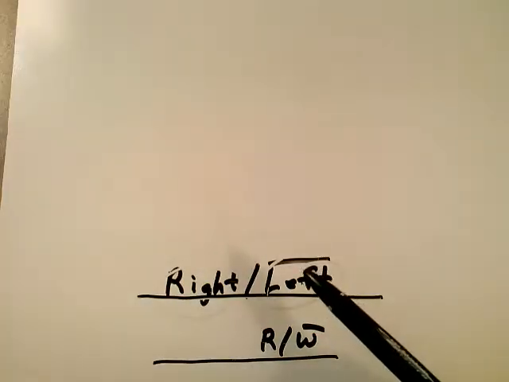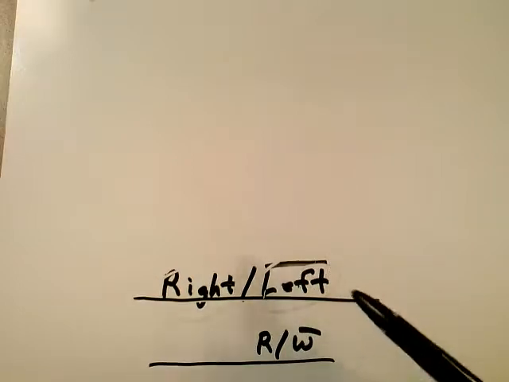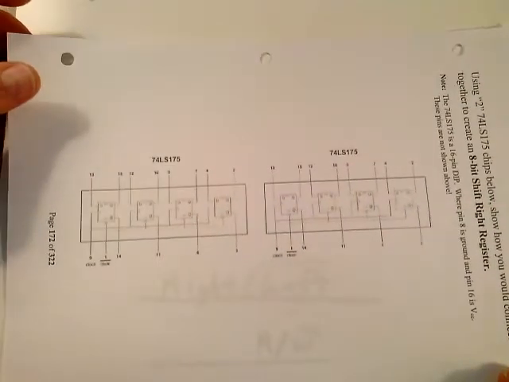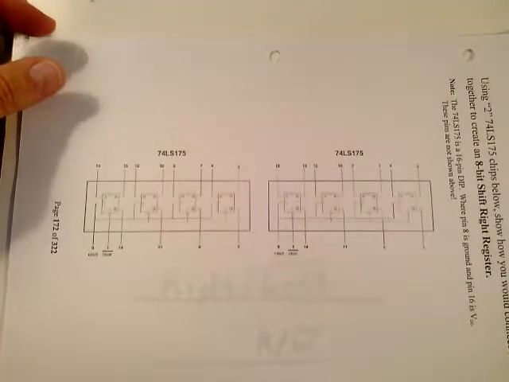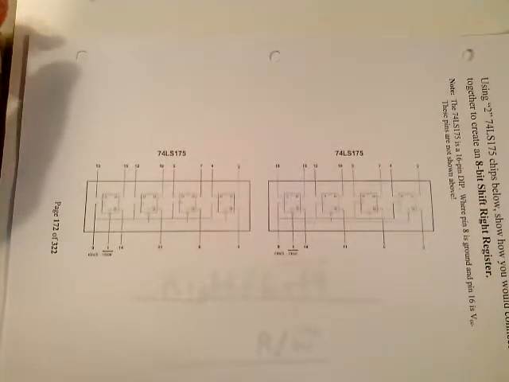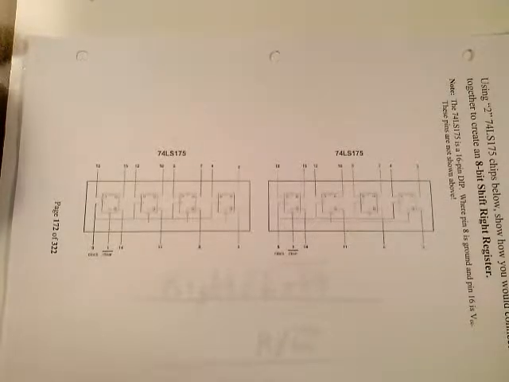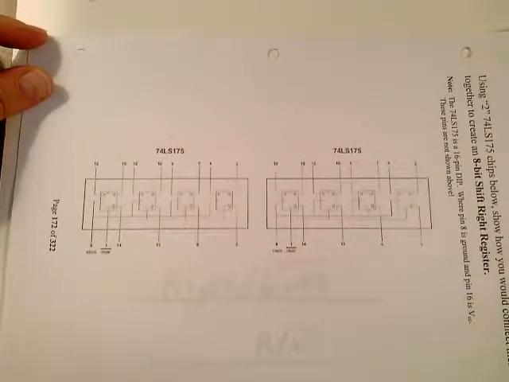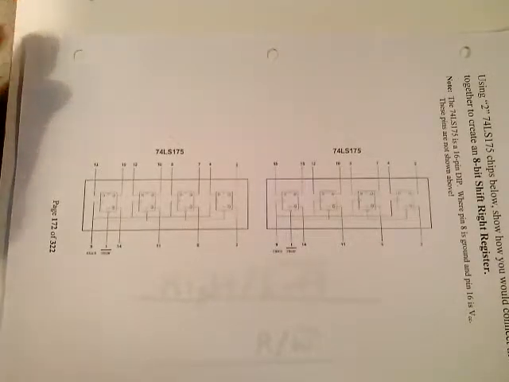And then finally, on page 172, using two 74LS175 chips shown below here, how would you connect them together to create an 8-bit shift register? Note, the 74LS175 is a 16-pin dual inline package where pin 8 is ground and pin 16 is VCC. These pins are not shown here. But how would you connect these two chips together to get an 8-bit shift register?